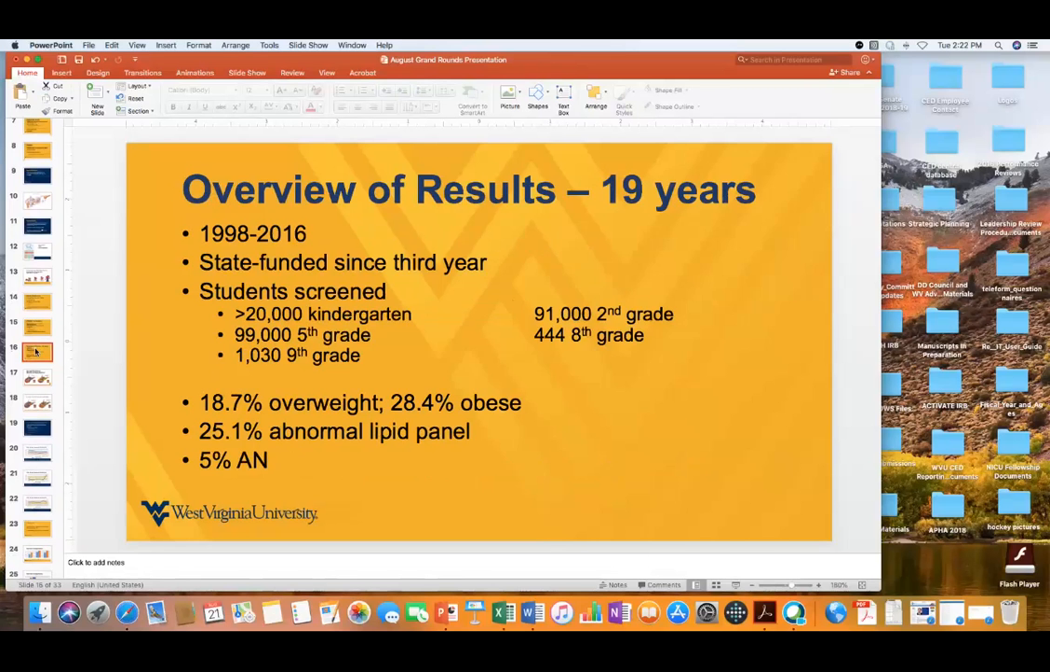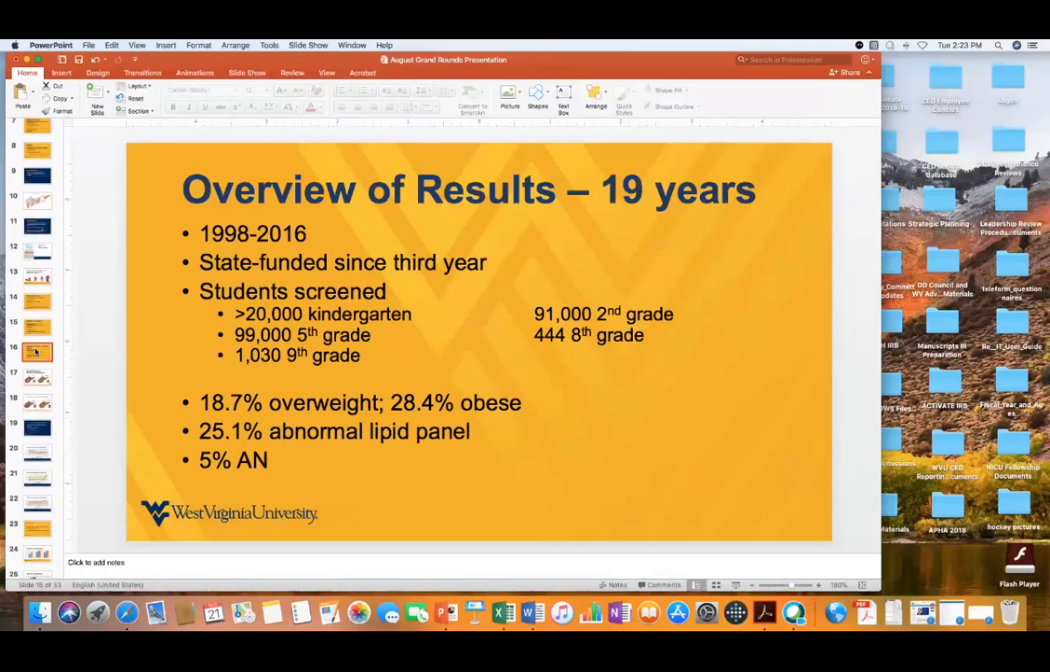More than 20,000 kindergarten students, 99,000 5th grade, a little over 1,000 ninth grade, 91,000 second graders, and 444 eighth graders were screened. And that's incredible. So we did not have a state surveillance, and this, again, is in a time in the late 90s when no one was doing this for kids, particularly the fasting lipids. So no one knew what was going on with the kids. And West Virginia had it. And so I'm very proud of that piece, that this project gave us that.